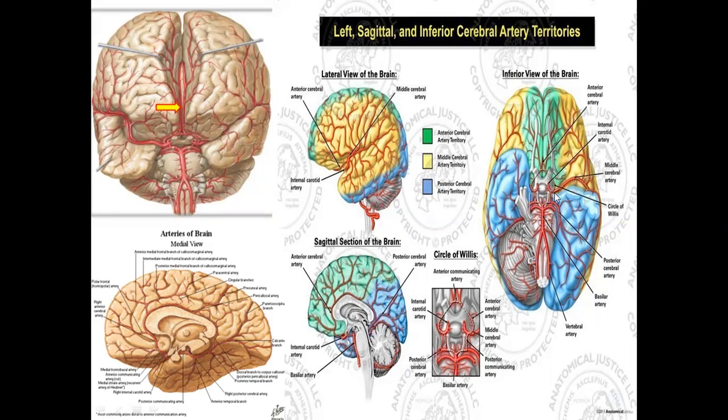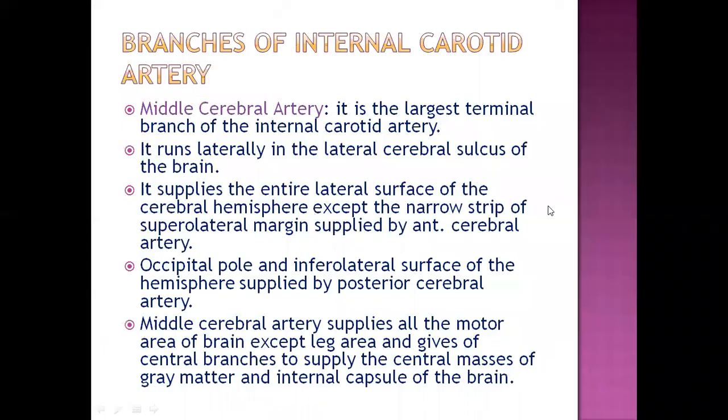So this is the middle cerebral artery. This is the posterior communicating artery. The posterior communicating joins the pair of internal carotid arteries to the posterior cerebral artery or the vertebral arteries. Move forward.